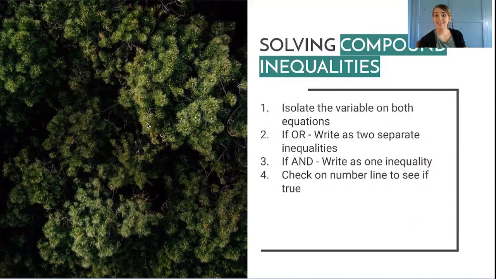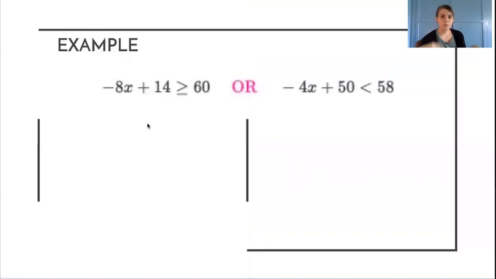This takes you through the steps. So isolate the variable in both equations. If or, write it as two separate. If and, write as one inequality. And for our final step, we're going to draw a number line and check to see if the answer we got makes sense and is true.